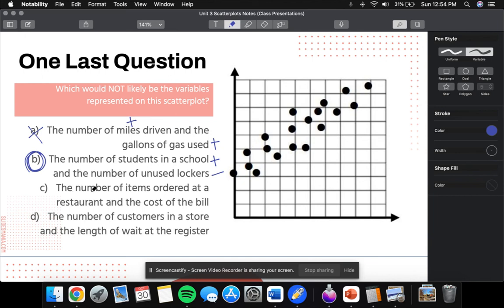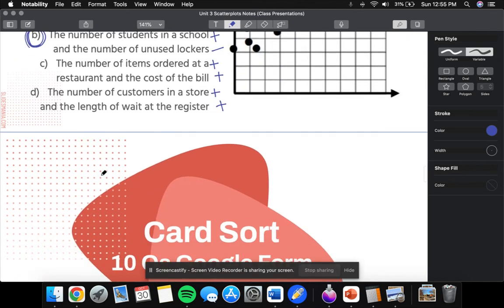Just to check, let's check all the other ones. The number of items ordered at a restaurant and the cost of a bill. The more items, usually the more cost, so that shows a positive. And then the number of customers in a store and the wait at a register. More customers, sometimes we have a longer wait. So it looks like B is the correct answer. That is the one that probably would not be related to one another.